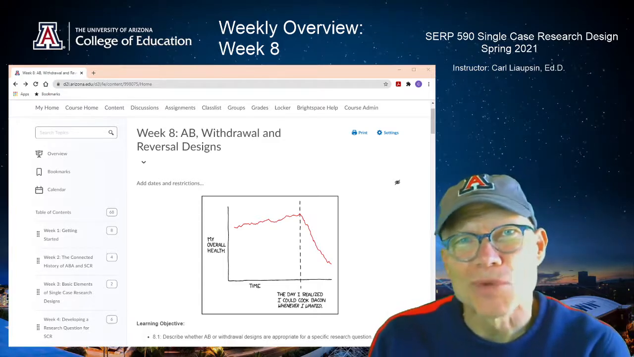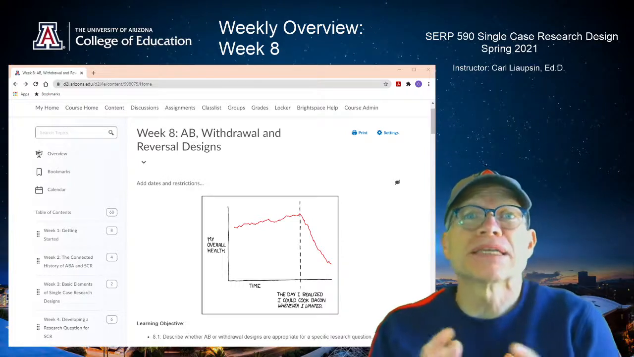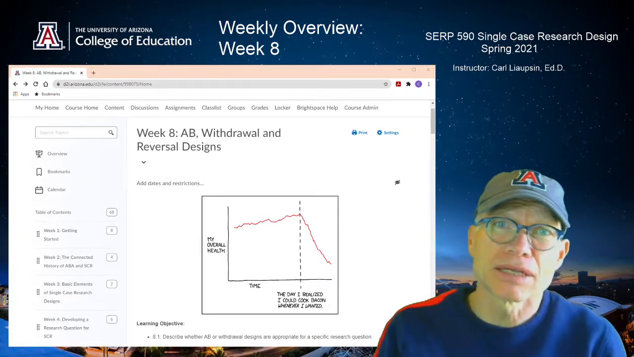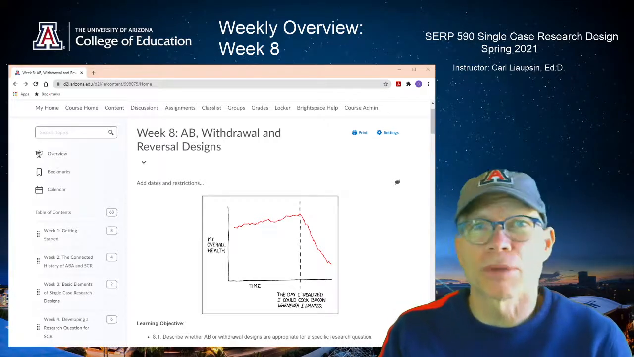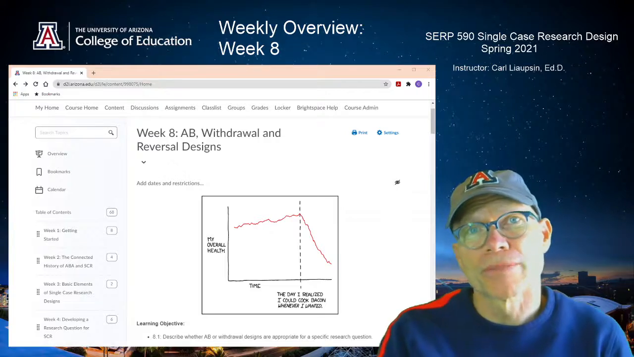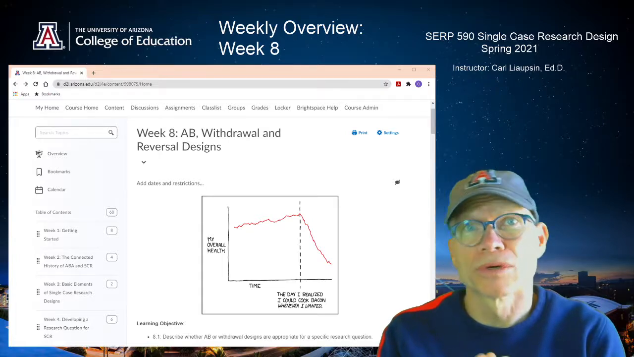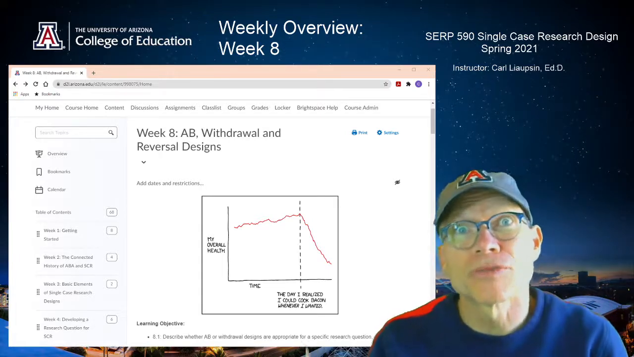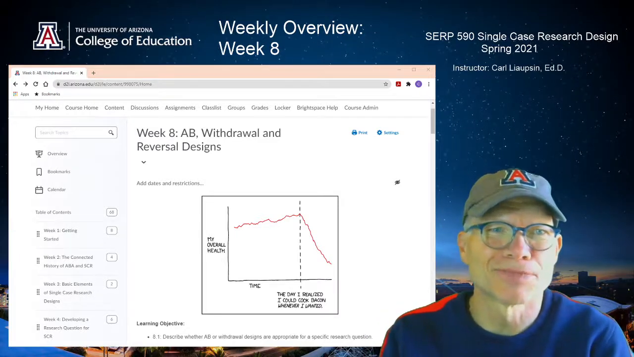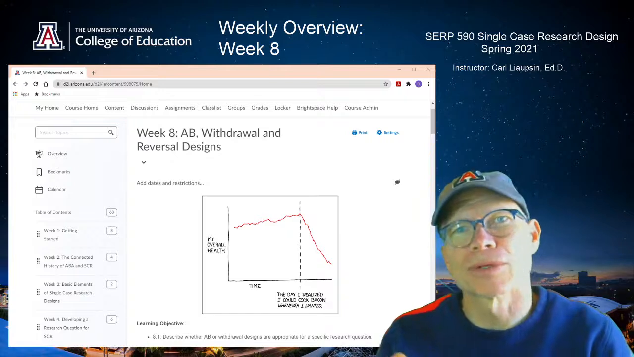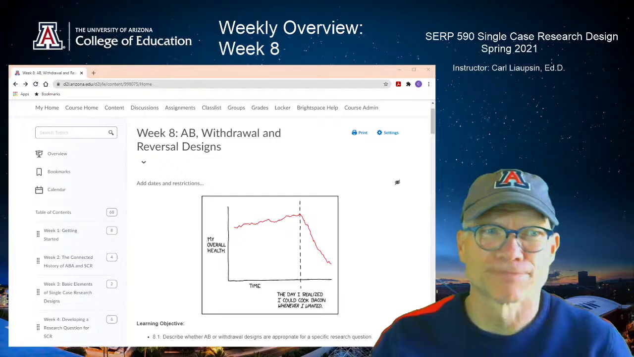That's right, we are more than halfway through the course, and we've built up a lot of base knowledge on single case research and research in general, and now we're going to enter into the part of the course where we learn about a different type of single case design every week, or what I like to call design of the week. This week's design of the week is the withdrawal design. And more accurately or completely, we're going to talk about A-B designs, withdrawal designs, and reversal designs.